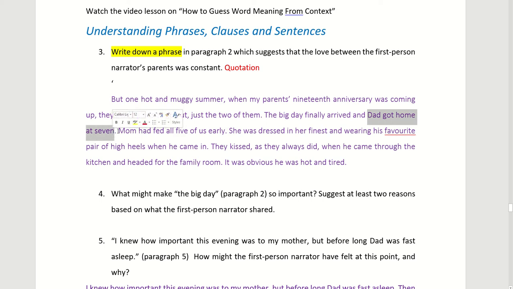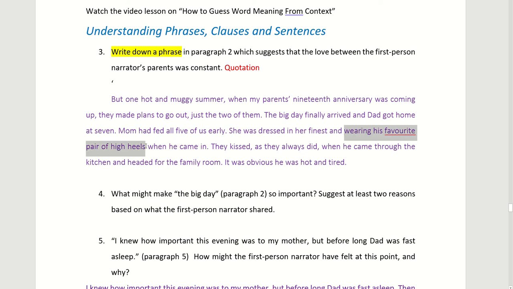Okay, so after "and", this is another phrase. Not the answer. Is this a phrase? No, this is a sentence. Capital letter, with an end punctuation. Sentence. Phrase: "She was dressed in the finest." It's a phrase. Does it suggest any love was constant? No. So "and" tells you there is another phrase starting up.